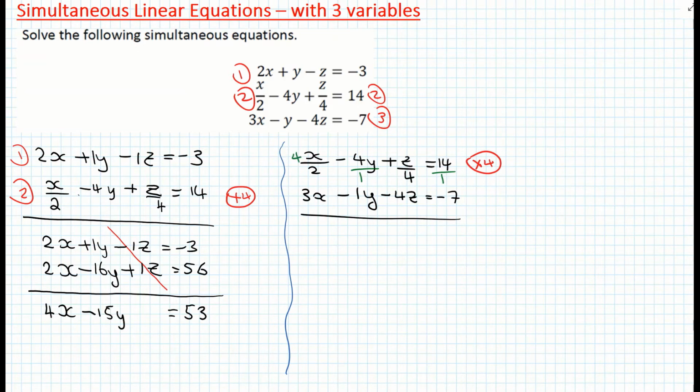4 multiplied by x gives me 4x. Divided by the denominator of 2 is giving me 2x. I then multiply my middle fraction by 4. 4 4s are 16, so that's -16y divided by 1, which is -16y. Z over 4 multiplied by 4, so 4 multiplied by the z gives me 4z. 4 divided by 4 is giving me a +1z. And then I'm multiplying 14 by 4 once again, which is giving me 56. Okay, next thing I'm going to do, I'm going to write down my third line, which is 3x minus y minus 4z is equal to negative 7.